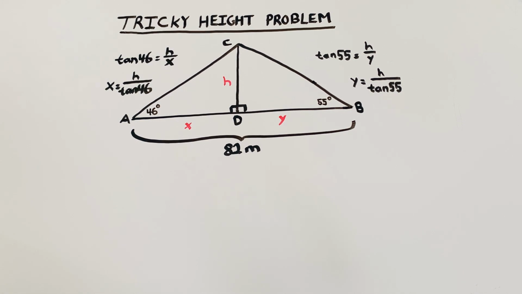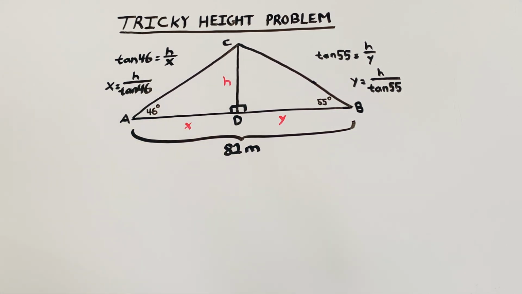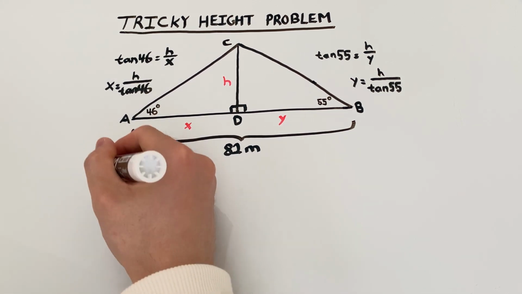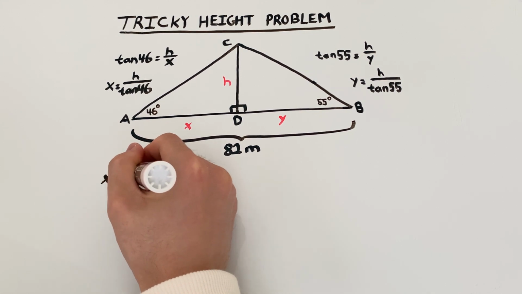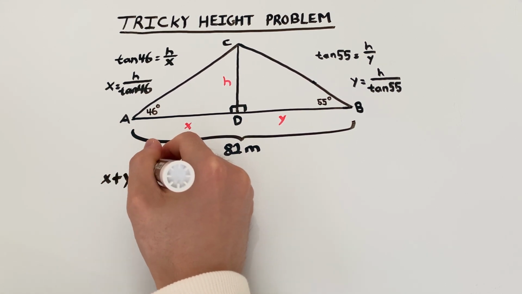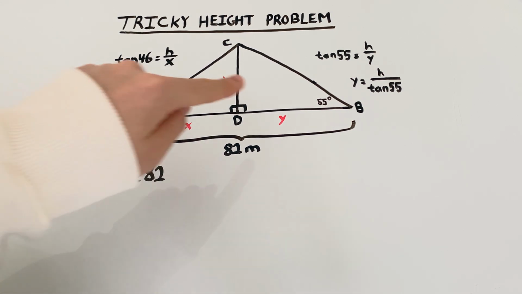Because now we can actually finish the problem. We need to use the last piece of information that we haven't used yet. 82 meters. So we actually have that x plus y is equal to 82. Right? Because at the start, we divided this 82 into two parts, an x and a y.